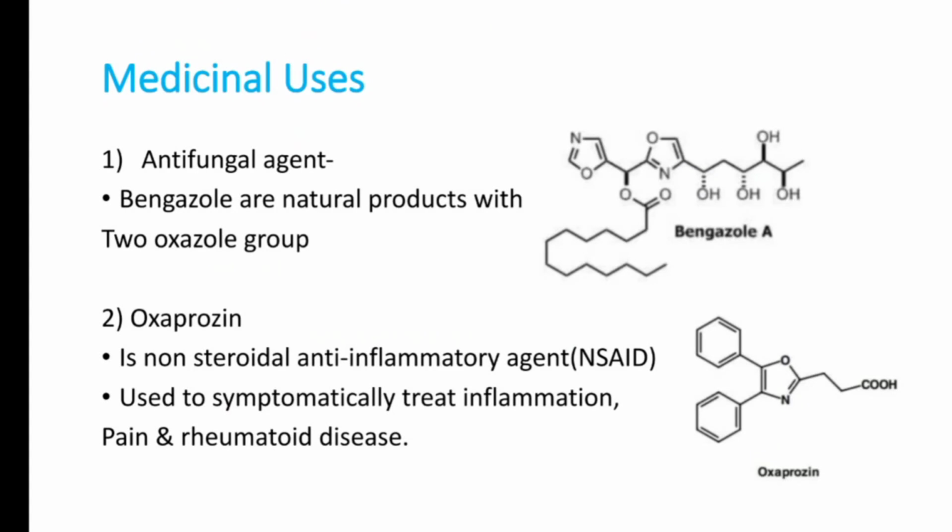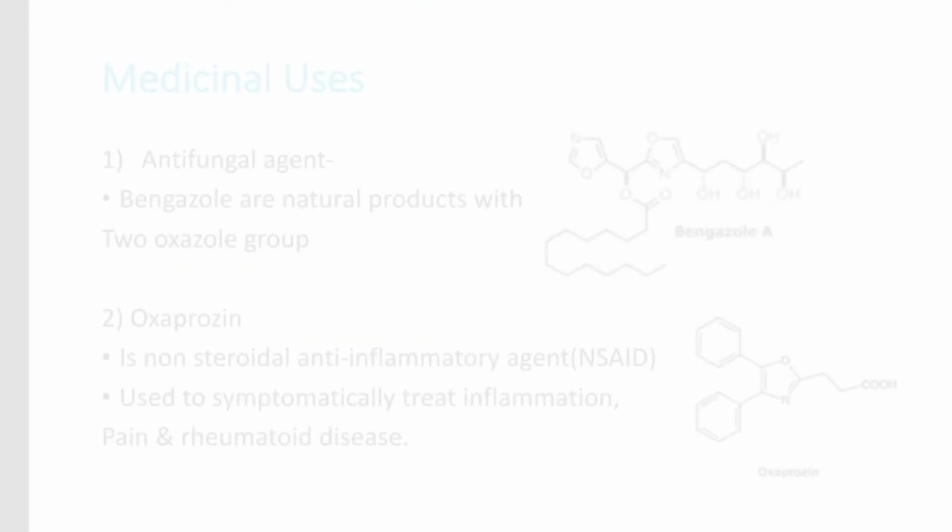So then medicinal uses of the oxazole. First is the antifungal agent. Balsoxazoles are natural products with the 2-oxazole group. Here is given the structure of it. And second is the oxaprozin. It is a non-steroidal anti-inflammatory agent. So it is used to symptomatically treat inflammation and pain.